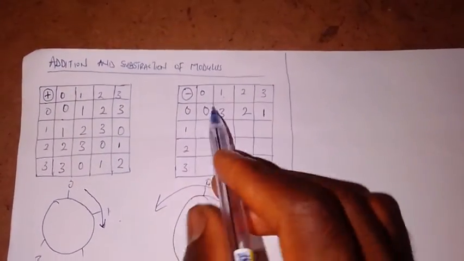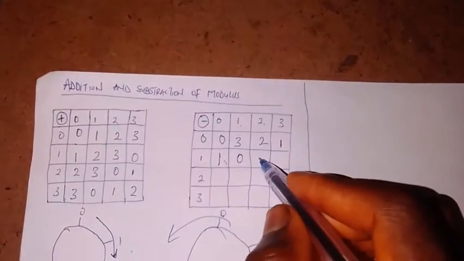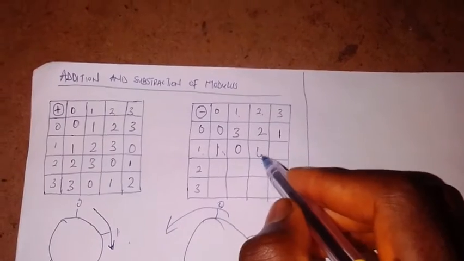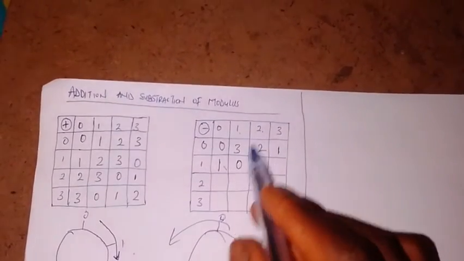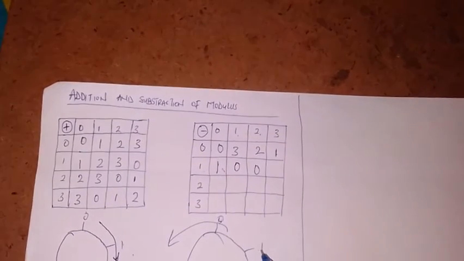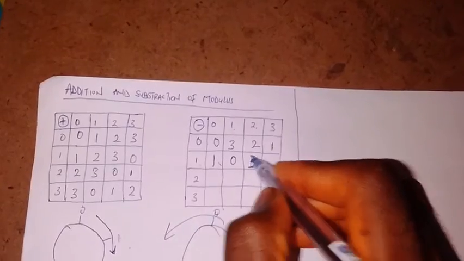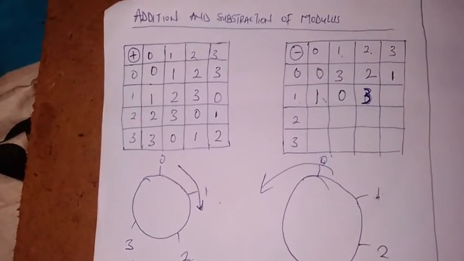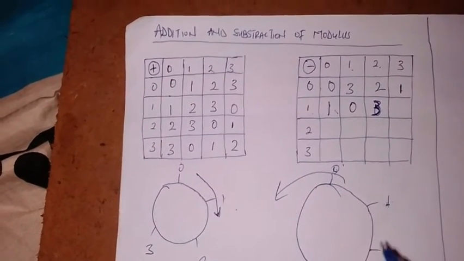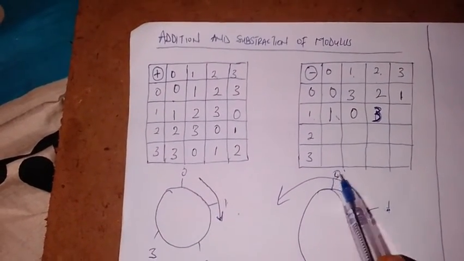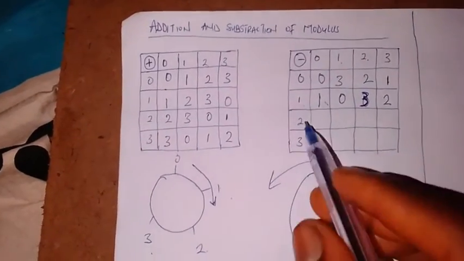In this case, 1 minus 0 is 1. 1 minus 1 is 0. Then 1 minus 2: sorry, we need 1 minus 2. It means I will go back twice from 1. So that's 1, 2. I should get 3 here. Then 1 minus 3 means I'm going to move back 3 times from 1. So I have 1, 2, 3, which gives us 2.